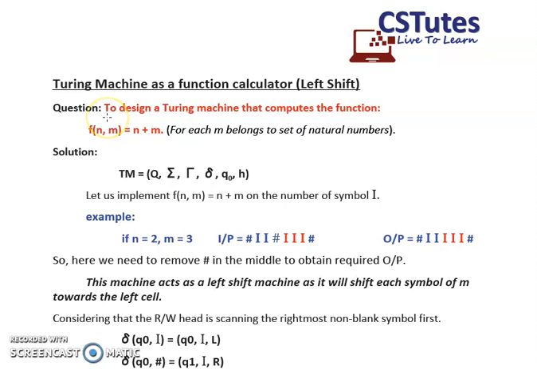Now today we are going to design a Turing machine that computes the function f(n, m) = n + m. Over here we are passing two arguments as the input, and the output will be the sum of these two arguments.